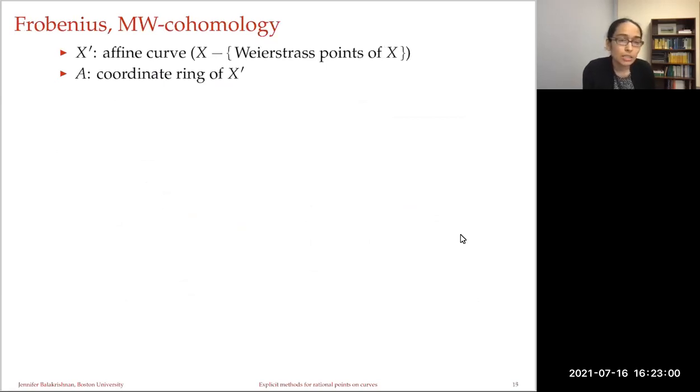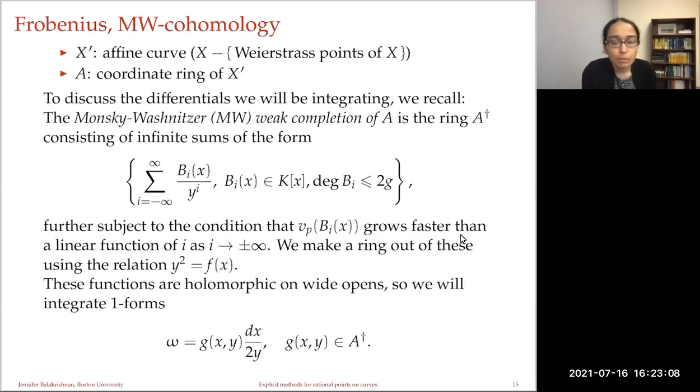So we're going to consider this particular affine curve where we delete the Weierstrass points of X and consider A, its coordinate ring. And then compute the Monsky-Washnitzer weak completion of A, this ring A dagger, that looks like infinite sums of the form, in the numerator polynomials in X bounded by 2g, where g is the genus of the curve, and then in the denominator various powers of Y. So this is now subject to the condition that the valuation of the polynomials b_i grows faster than a linear function of i as i goes off to infinity in either direction, some notion of overconvergence.